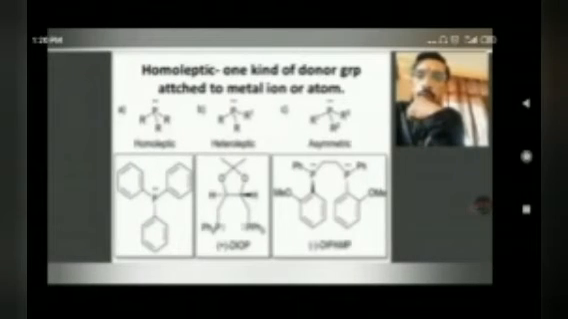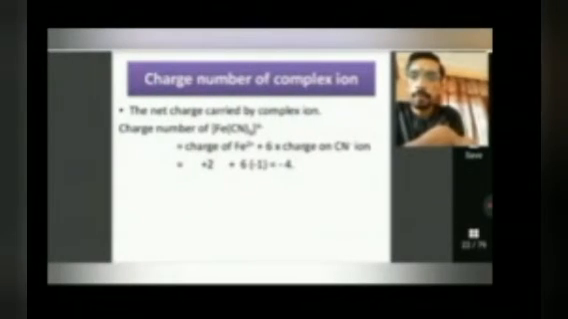We can see over here. Then we have learned about homoleptic, one kind of donor group attached to the metal ion or atom. Then we have learned about the charge number of the complex ion.